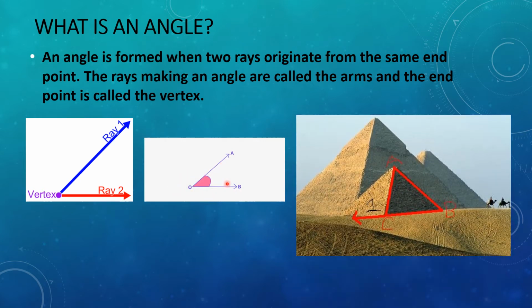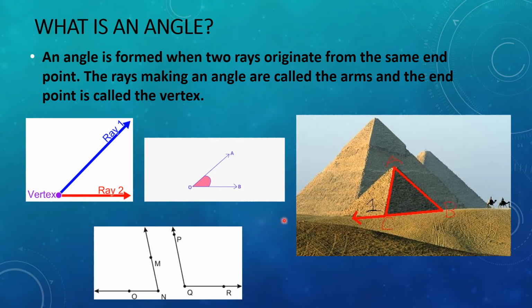Next, in real life, you can see here a pyramid also contains an angle. Here you can see A, B and C. Next, here you can see that these are two different angles, MNO and PQR.